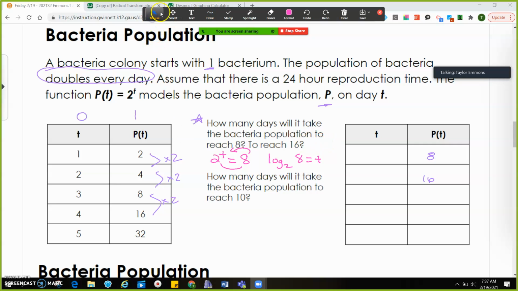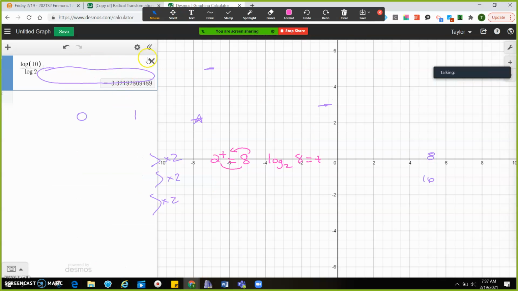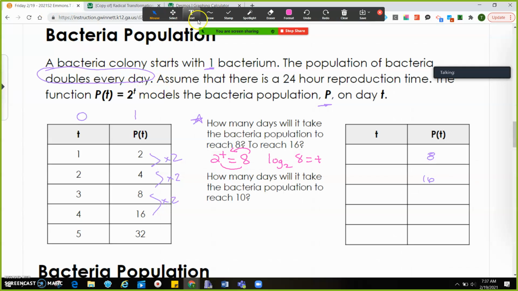So I could go into my calculator and say log of 8 divided by log of 2, and that's going to give me 3. So come back in here. That gives me 3, and obviously we can see that's what our table told us as well. Okay, what about to reach 16? Well, again, I'd set that up the same way, except now I've got 16 right here. I'm going to have log base 2 of 16. I'll do my change of base, and that'll give me 4.